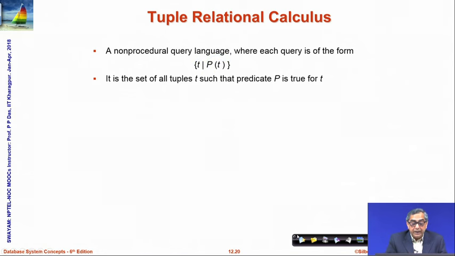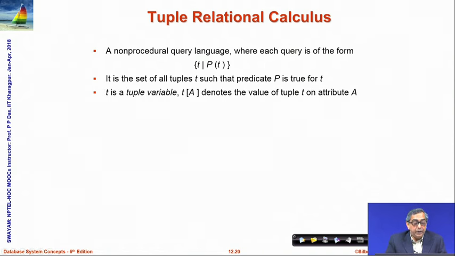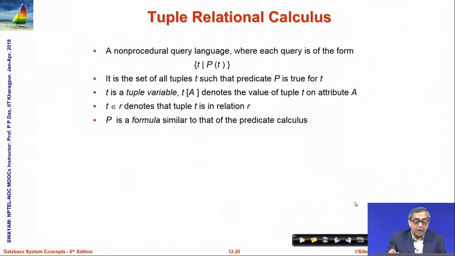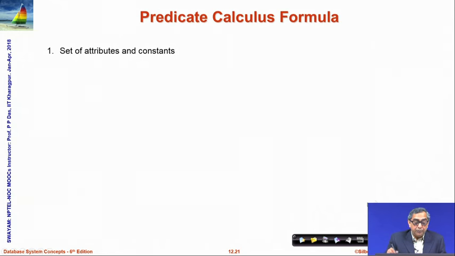So, P is a predicate. Whatever T satisfies the predicate are included, and if A is an attribute, then T[A] will denote the value of the tuple on attribute A. A could be a single attribute, it could be a set of attributes also, and T is a tuple that belongs to R. P is, as said, a predicate calculus formula. So, it could be a set of attributes or constants. This I have just included for your help.